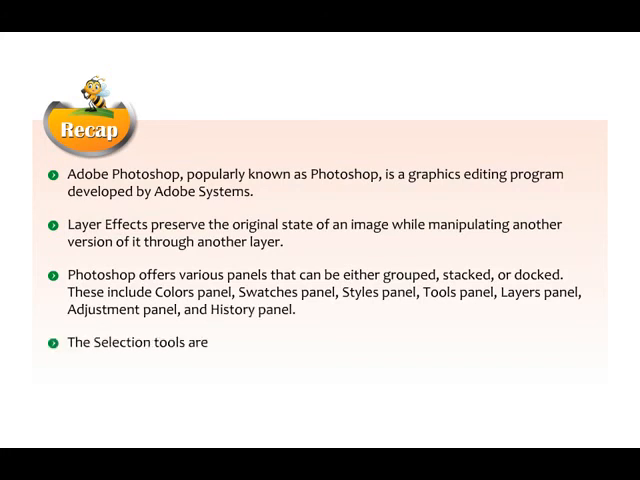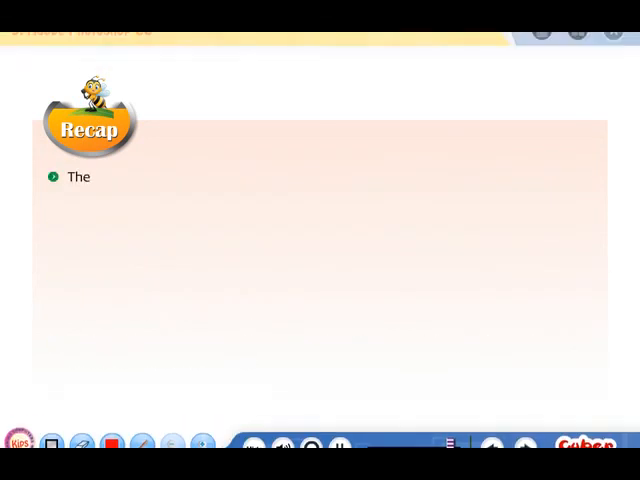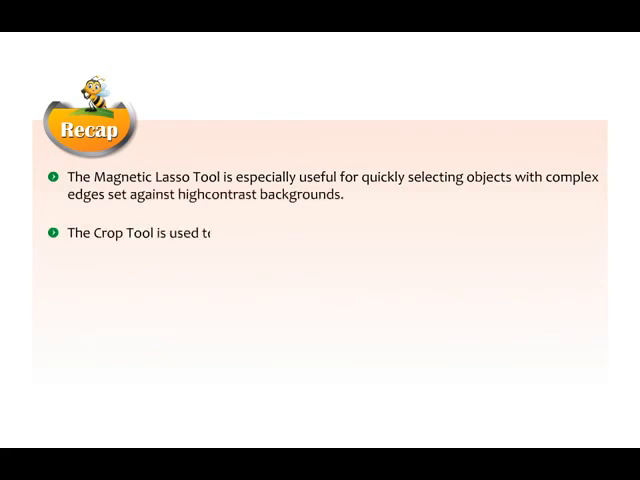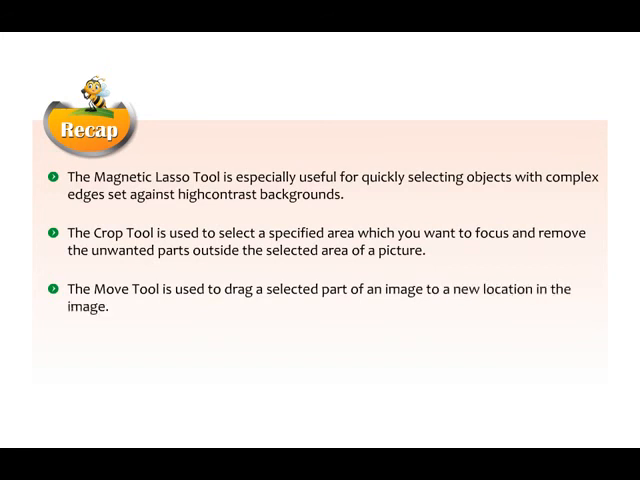The selection tools are used to select an image or a part of it to perform cut, copy, edit or retouching operations. The Magnetic Lasso tool is especially useful for quickly selecting objects with complex edges set against high contrast backgrounds. The Crop tool is used to select a specified area which you want to focus on and remove the unwanted parts outside the selected area of a picture. The Move tool is used to drag a selected part of an image to a new location in the image. The Gradient tool is used to fill an area with a range of colors in a specified pattern.